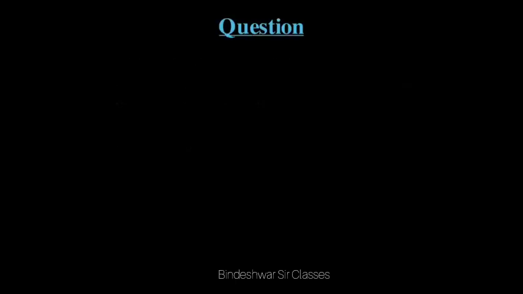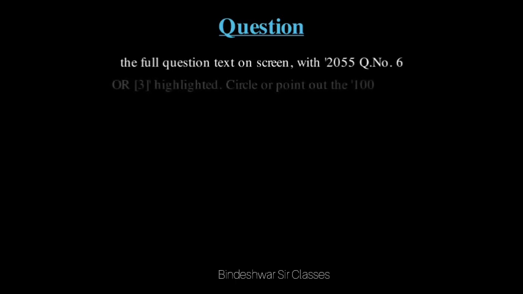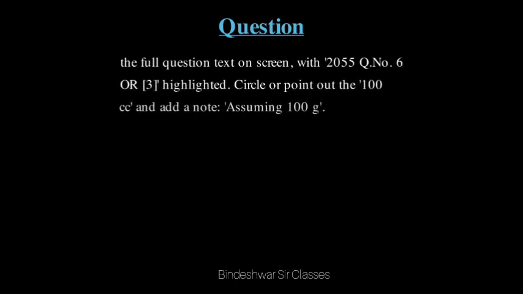Hello students! Today, we're tackling a numerical problem from the 2055 question paper. It's question number 6, the OR part, and it's worth 3 marks. The question reads: a piece of gold aluminium alloy weighs 100 cc in air and 80 g in water. What is the weight of the gold in the alloy if the relative density of gold is 19.3, and that of aluminium is 2.5?